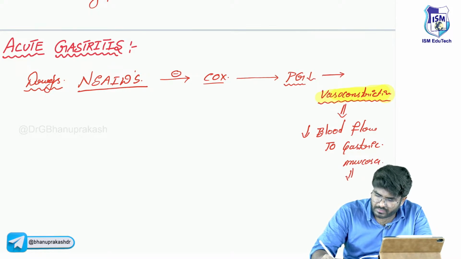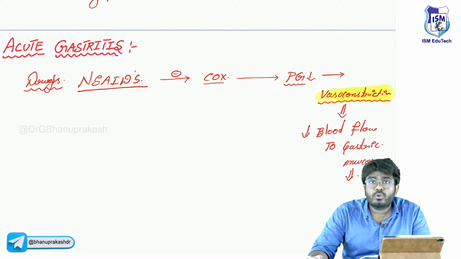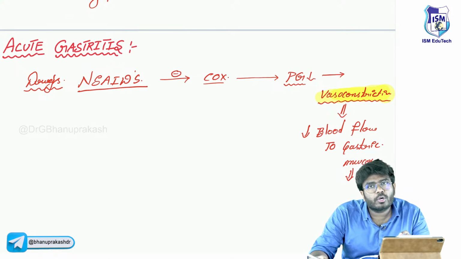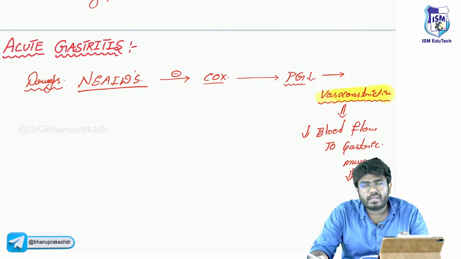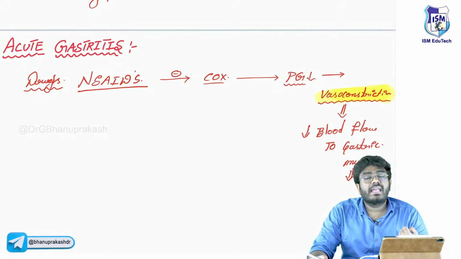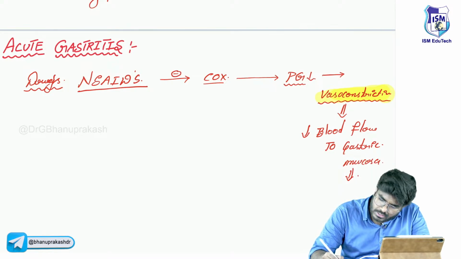Whenever there is a decrease in the blood flow to the gastric mucosa, see, the blood supply to the gastric mucosa is one of the most important protective factors. Now the protective factor is going down. When the protective factor is going down, there is a chance that there is an imbalance. Whenever there is an imbalance, the acid that is getting produced in the stomach can actually damage the gastric lining and lead to ulcers. Now the patient can develop ulcers.